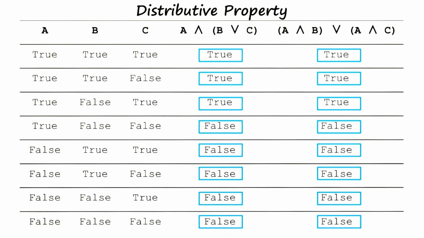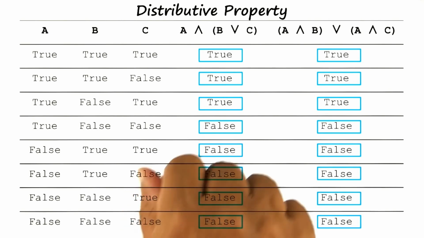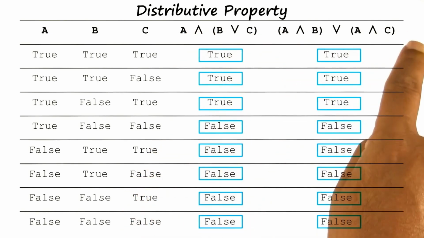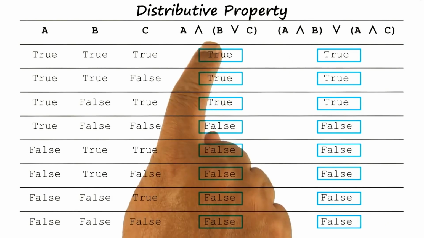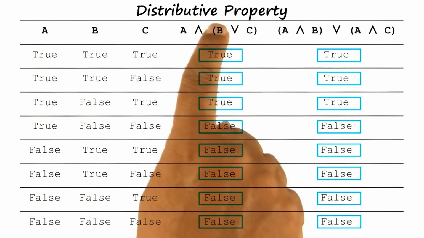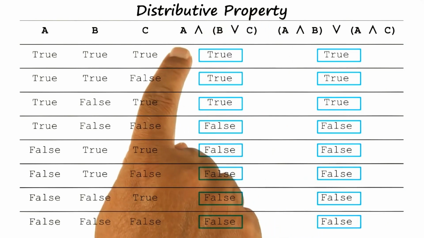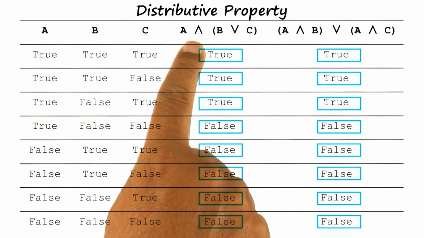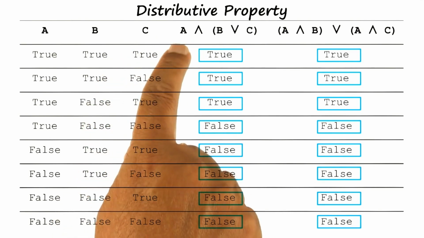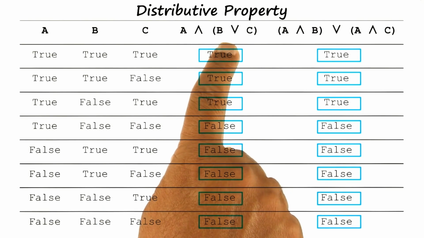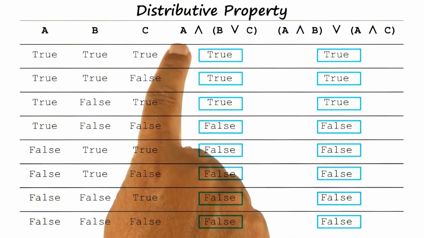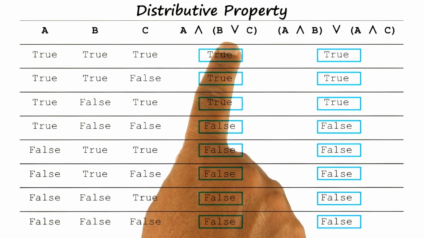Good, David. So this property is called the distributive property. The distributive property says that these two formulas have the same truth values, and in particular, if there is B and C inside the parentheses with a disjunction between them, and A is outside the parentheses with a conjunction between them, then we can move A inside the parentheses by first writing A and B, and then writing A and C, and taking the disjunction of the two.